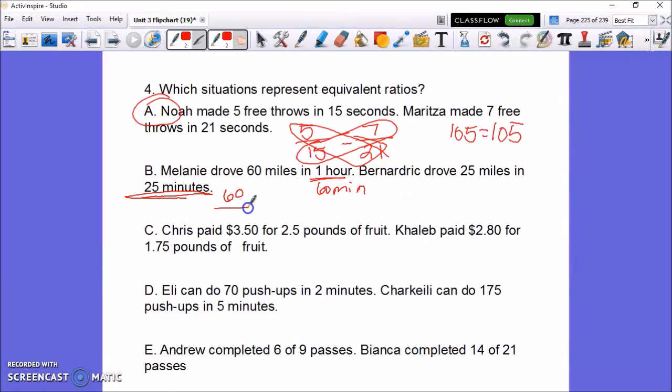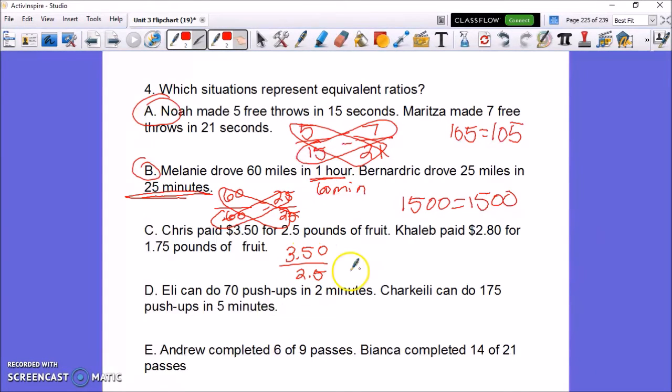So we have 60 miles in 60 minutes, and then 25 miles in 25 minutes. And I can already tell right here, because we're going to do 60 by 25 both times, that those are going to be equivalent. So 60 times 25 is 1,500. And then after it again, it is going to be equal to 1,500. So that is also equivalent. All right, C, Chris paid $3.50 for 2.5 pounds of fruit.